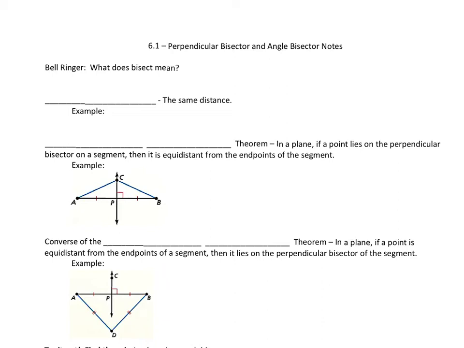Today, geometry, we are going to be talking about 6.1 perpendicular bisector and angle bisector. So let's start off with a review question that we should know by now. What does bisect mean? As we have gone before, we've bisected line segments, we bisected angles. When we bisect something, we cut it into two equal parts.